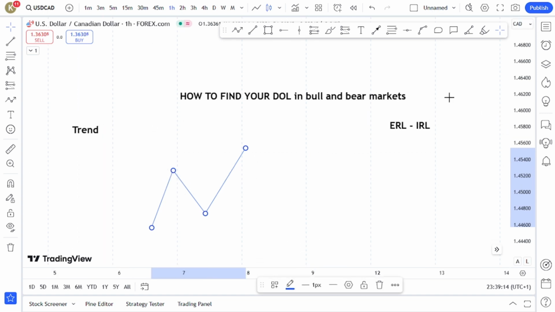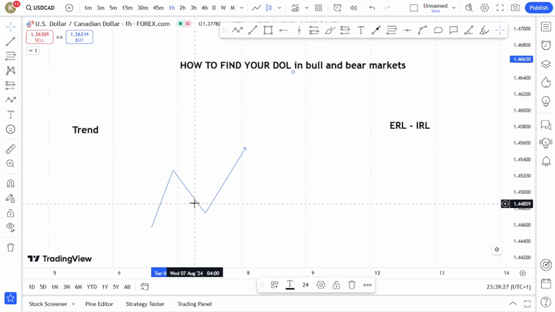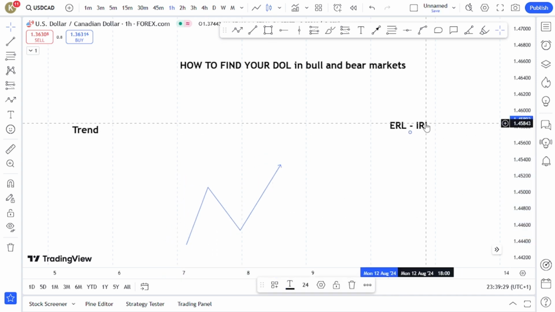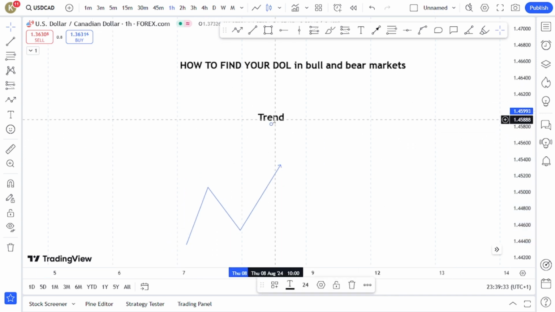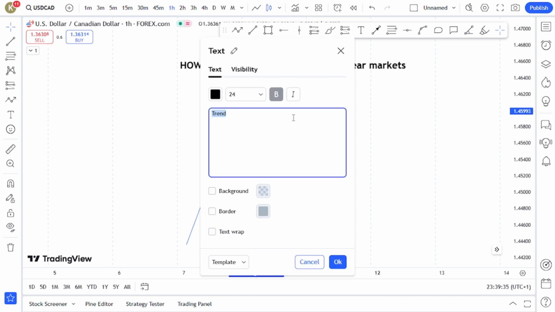So also on this channel, I've thought about using the ERL and IRL logic, but for now we'll focus on trend. Okay, now how to find your draw on liquidity in bull markets. First, let's talk about bull markets. So what makes it different? Let's remember, we're focusing on using trends to find this out. So bull market means an uptrend market.